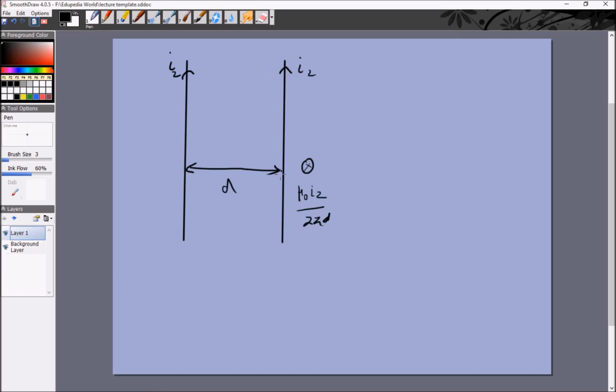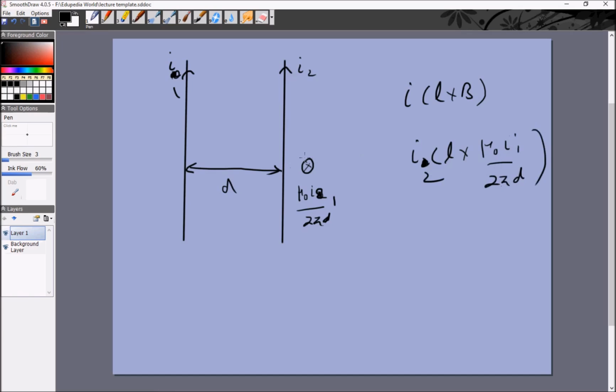What is the force on this wire due to that? It is I times L cross B. So in this case, it will be I2 times L, the length, cross the magnetic field. The magnetic field is mu naught, sorry, this is I1. I don't know why I took both I2, that's a mistake. Let's take this to be I1. So this will be I2 times mu naught I1 by 2 pi d.